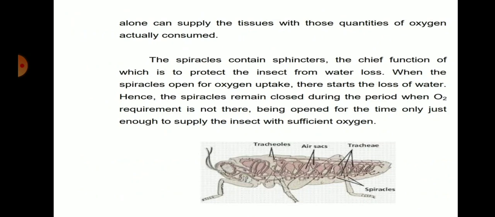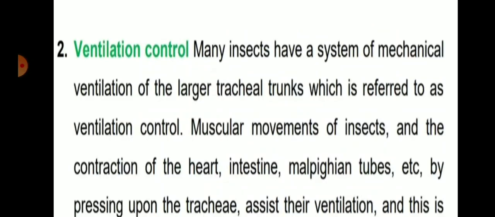The spiracles contain the sphincters, the chief function of which is to protect the insect from water loss. When the spiracles open for oxygen uptake, there starts the loss of water. Hence, the spiracles remain closed during the period when oxygen requirement is not there, being opened for the time only just enough to supply the insect with sufficient oxygen.